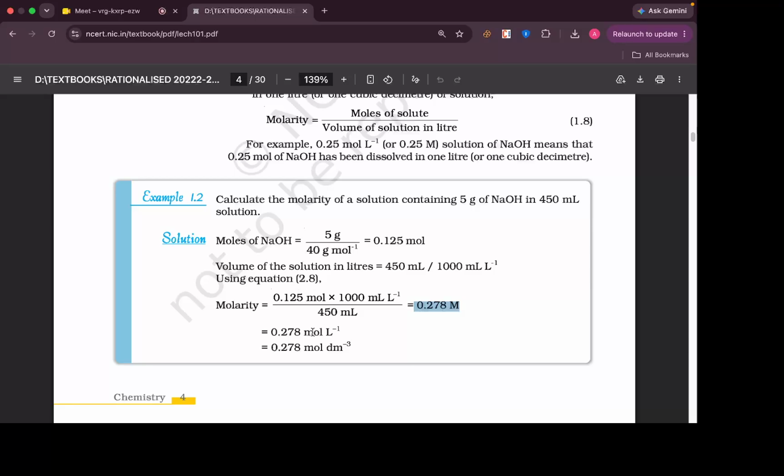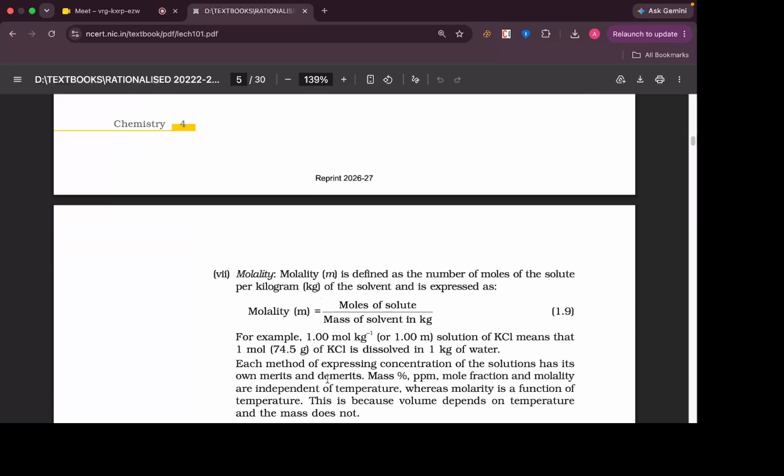If you have to write the unit here, how will you write it? Mole per liter. But I told you that you can write cubic decimeter also. So mole per cubic decimeter. Mole, 0.278. Now next is what?